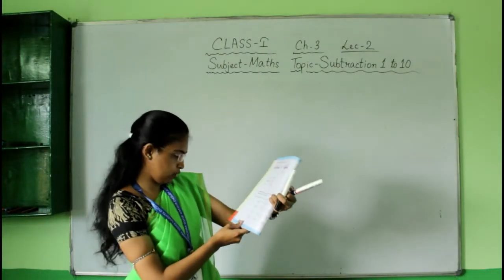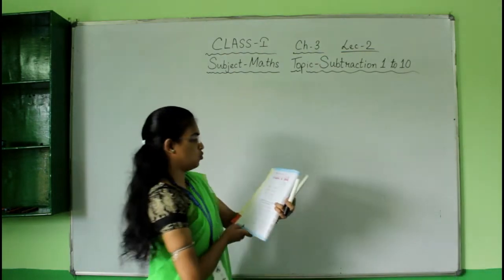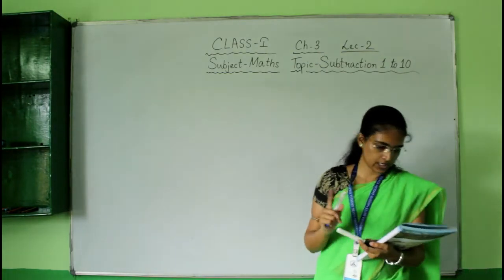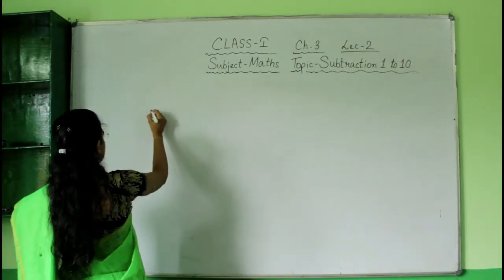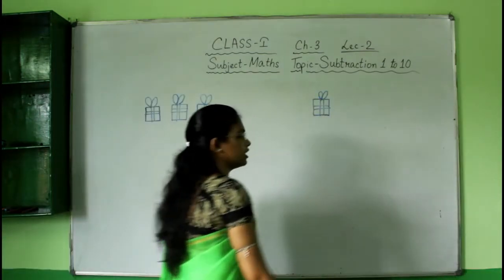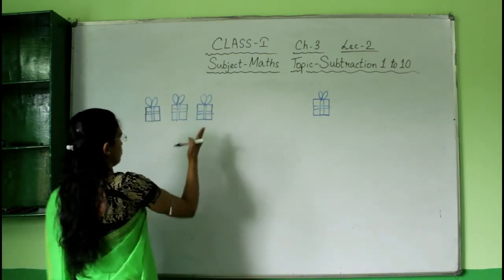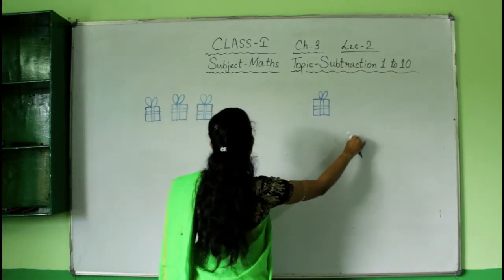Okay. Now come to the next page. This is the last page. Page number 32. Now we have to make both the sides same. Suppose I have one gift in this side. So I have 3 gifts in this side. So I have to make 3 gifts in this side also.